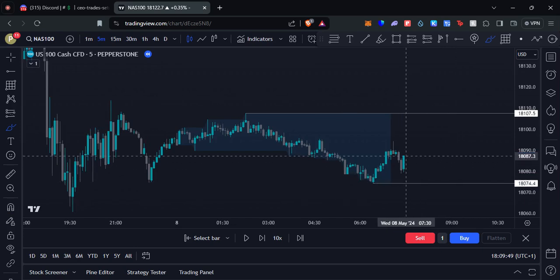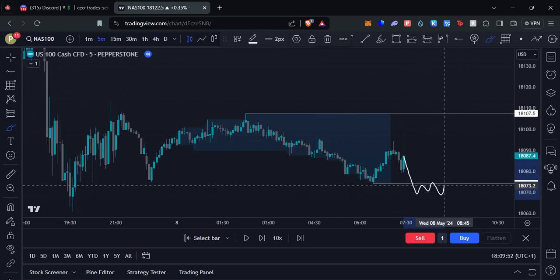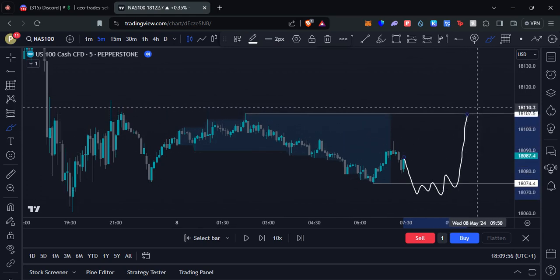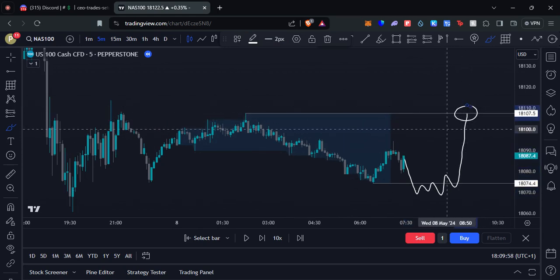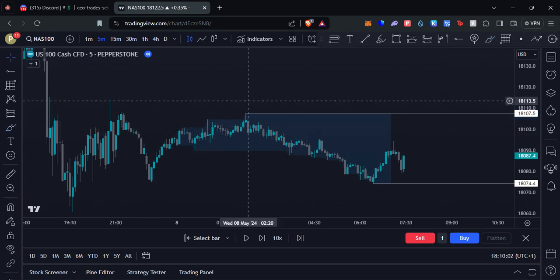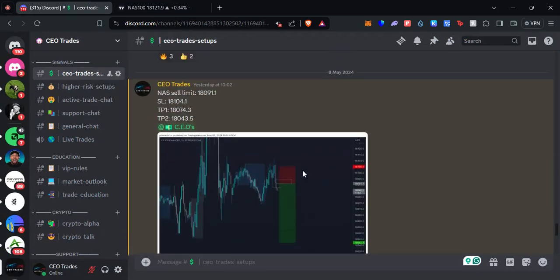Now, on the flip side, if we get a sweep of the lows, we then simply wait for a market structure shift, we then execute a buy position, and then we take it all the way until the other side, which is the Asia high. It is as simple and easy as that. And we do this every single day, day in and day out.